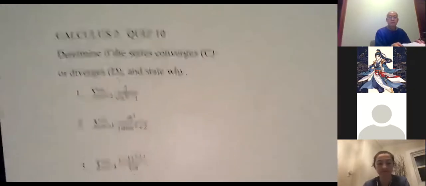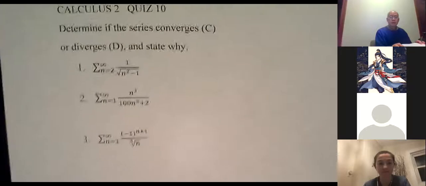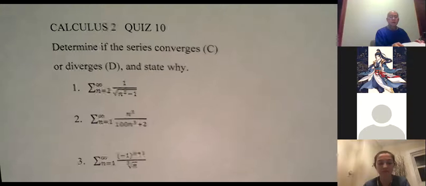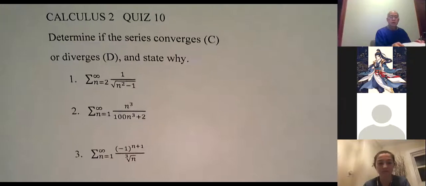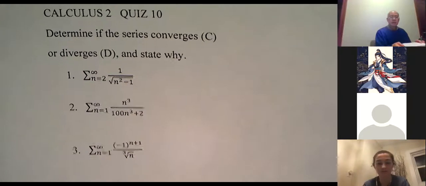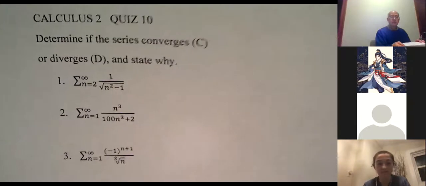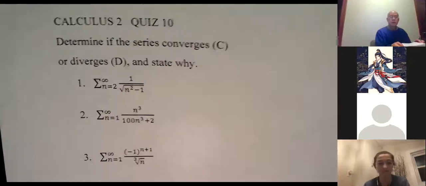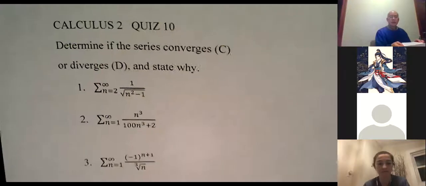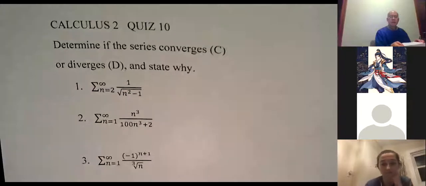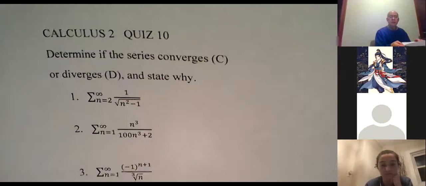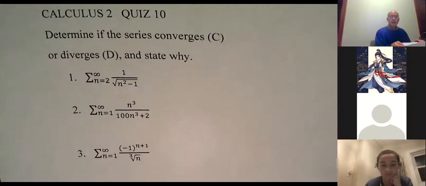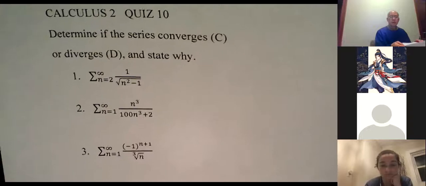Oh, this is better. I have to hold it up. There we go. Maybe this picture is better. Anybody want to take a picture of this? Focus is better. N cubed over 100 n cubed plus 2. And the third one, summation of -1 to the n plus 1 over cube root of n. Okay, I'll hold this a little longer. So number 1, it's 1 over radical n squared minus 1, 2 to infinity. Number 2, n cubed over 100 n cubed plus 2. Number 3, -1 to the n plus 1 over cube root of n.